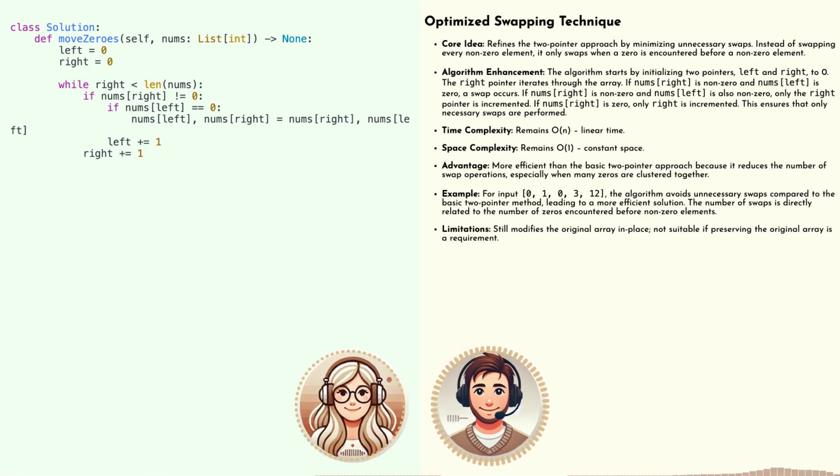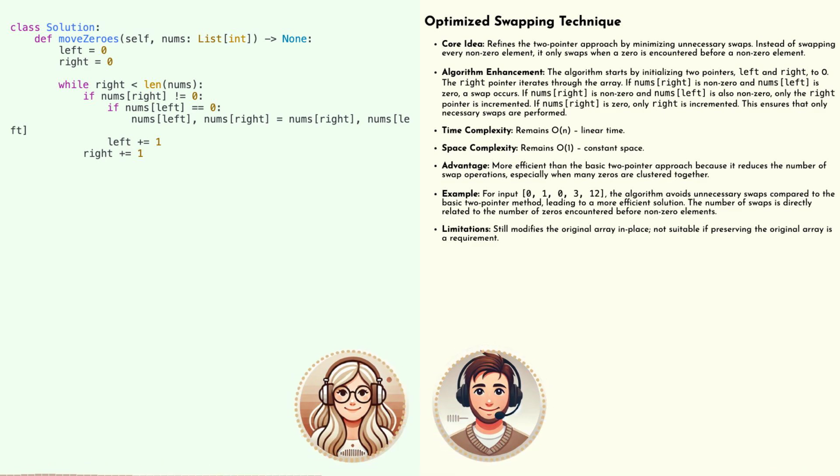Interesting. How do we do this selective swapping? Do we change how the pointers work? The main idea is the same. We still have left, and right is still looking for non-zero numbers. But now, before we do a swap, we check something. We ask, is left currently pointing to a zero? So we're being more careful about when we swap. If left is already on a zero, we just skip the swap, because we want those zeros at the end anyway.